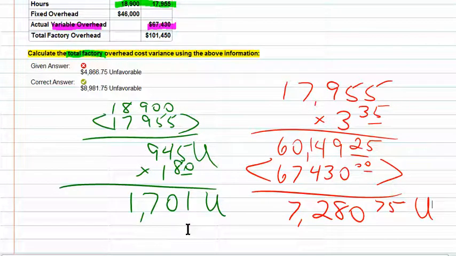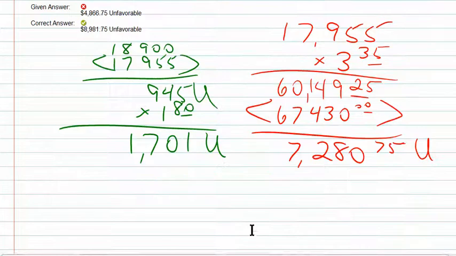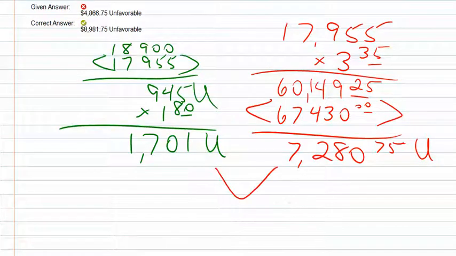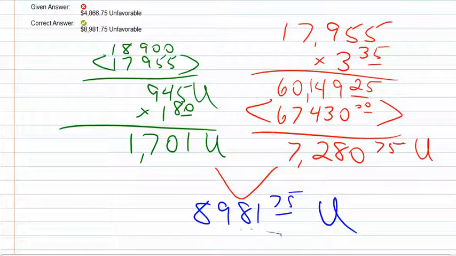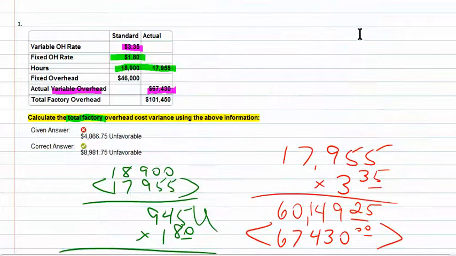$1,701 unfavorable volume variance. Let's add these together, and that'll give us our total variance. So if I add these together, I get $8,981.75 total factory overhead variance.